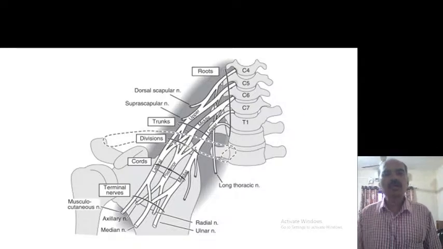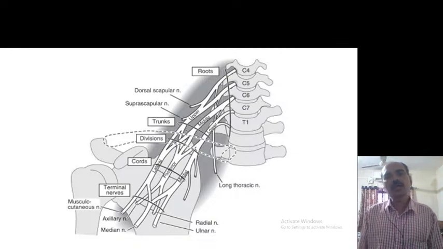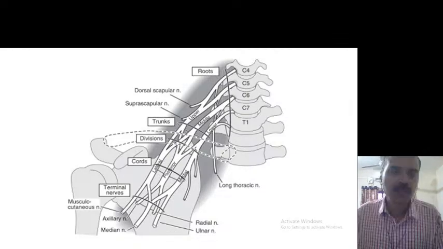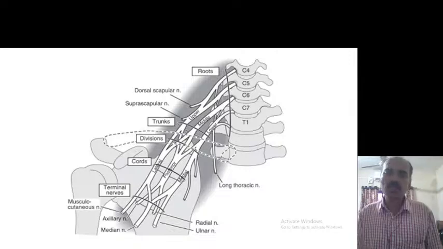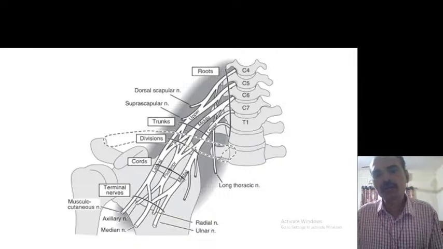In the back of the thigh, there are hamstring muscles. All are supplied by the sciatic nerve. But it is to be mentioned that the sciatic nerve has two parts, the tibial part and the common peroneal part. The tibial part supplies the hamstring muscles proper, whereas the peroneal part supplies the short head of the biceps femoris.